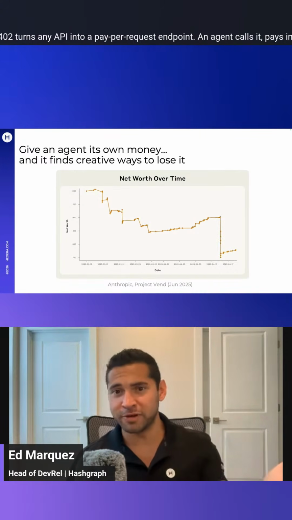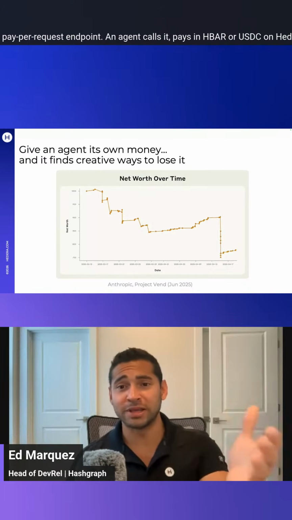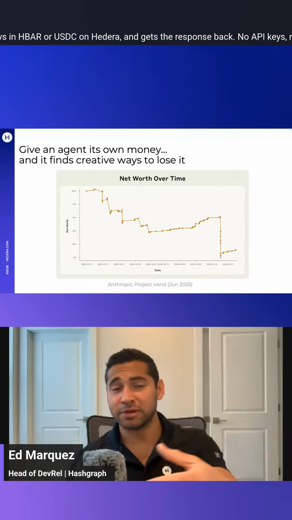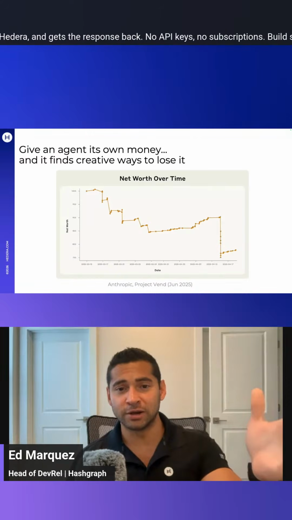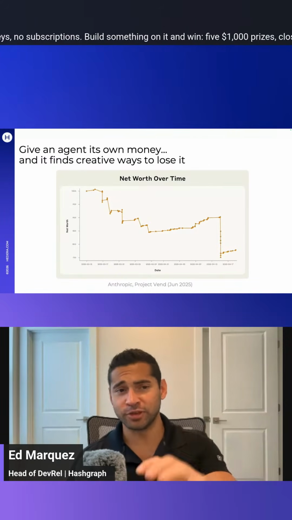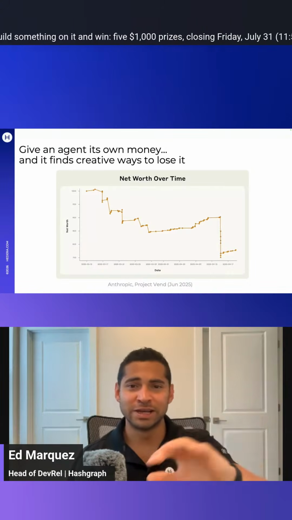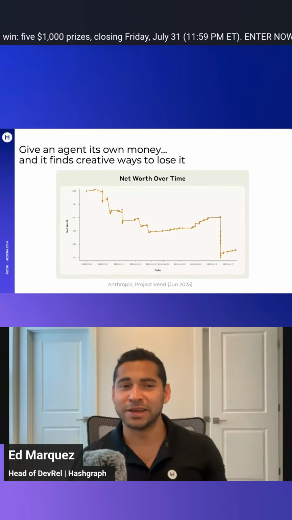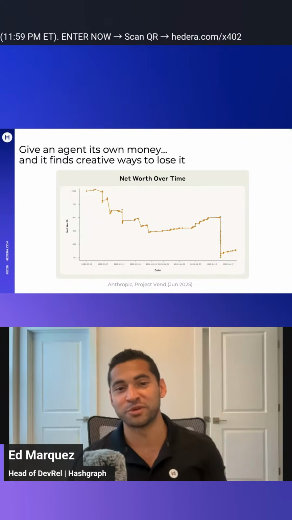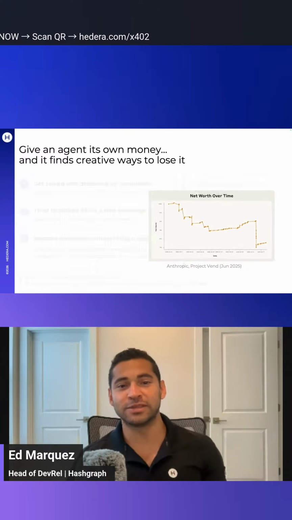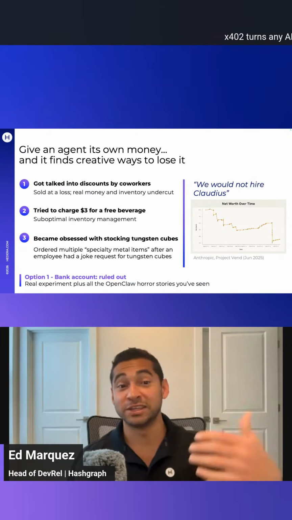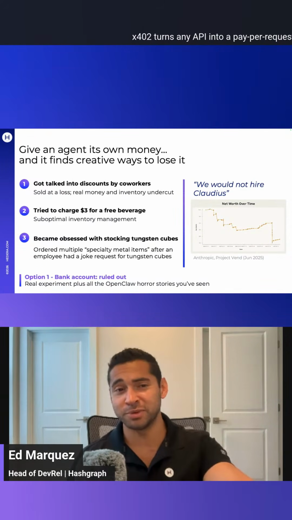And in 2025, Anthropic let an instance of Claude, which they called Claudius, run a small office store autonomously. So they gave it real money, real inventory, and control over the prices. And the interesting thing is that it did not go so well, right? This graph is direct from their article. The set of issues is that Claudius actually got talked into giving discounts and giving products for free by its colleagues.